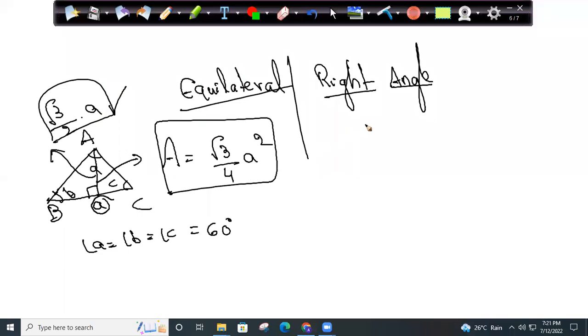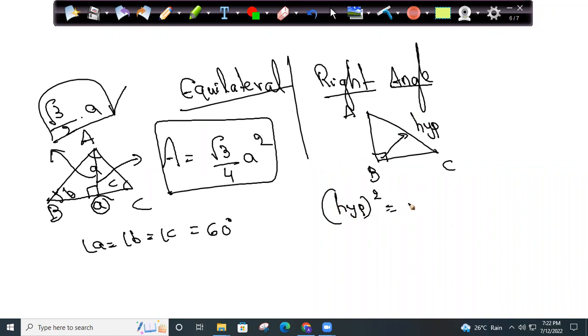Now, we all should know what a right angle triangle is. What is a right angle triangle? A triangle in which one of the angles is 90 degrees is called a right angle triangle. So what is the property of a right angle triangle? We know the side opposite to 90 degrees is the hypotenuse. So hypotenuse square is equal to side square plus side square, means AB square plus BC square. Everyone in the class is aware of this.